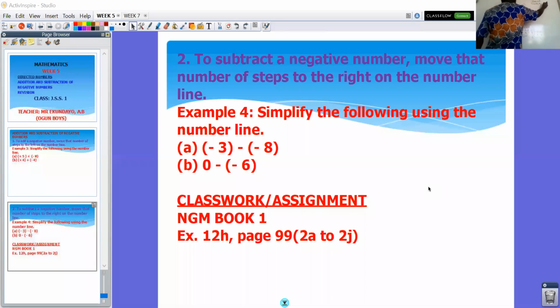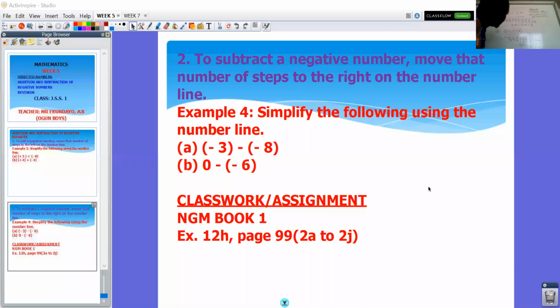Simplify the following. A, minus 2 minus 5. B, plus 6 plus minus 7. You can solve those 2 questions. I hope you can see those 2 questions. No, hold on the homework first. Do this classwork first and send in your results. Hope you can see the classwork I put. Okay, let me move it closer. Is it clear now? Should be clear now.